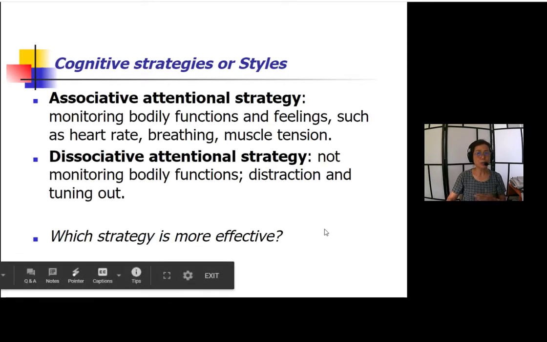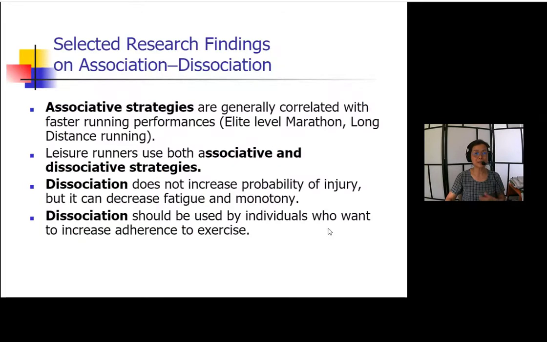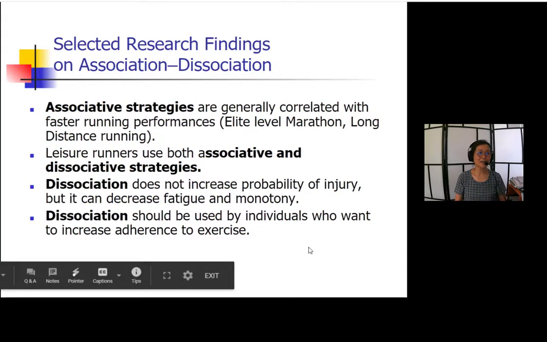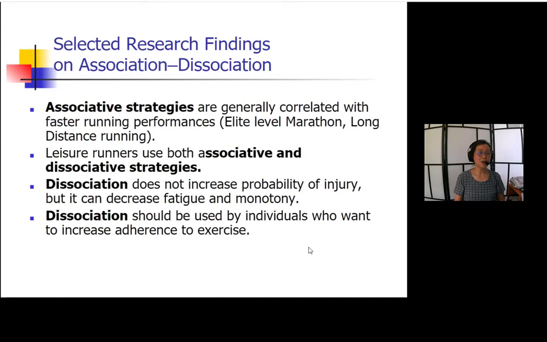Which strategy is more effective? That was their next research question, for better running performance. This is what they found, generally speaking. Associative strategies are generally correlated with better running performance for elite athletes. That's true. Based on my own experience, when I run, I don't distract myself. I have to check how much energy I have, how long I ran, and how far I should go from now on. So 99% of my thoughts are internal and narrow.